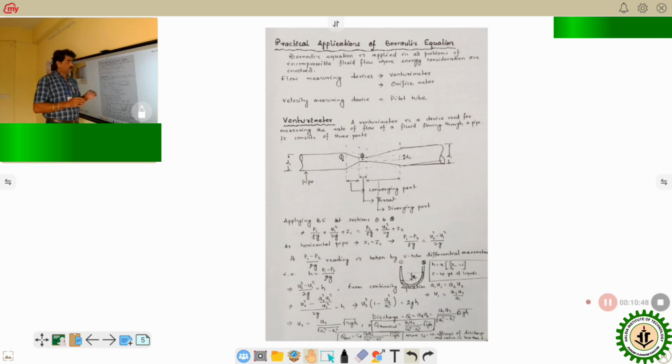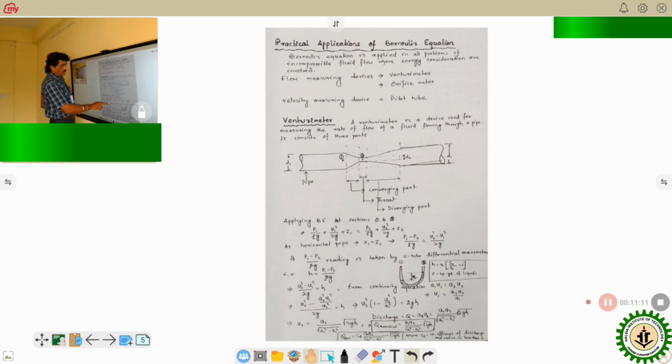Here we are considering the ideal condition. After that we will consider the real case, then the coefficient will be inserted. So as the pipe is horizontal, Z1 and Z2 are equal, and finally this Bernoulli equation from point 1 and point 2 is represented by (P1 minus P2) by rho g is equal to (V2 square minus V1 square) by 2g.